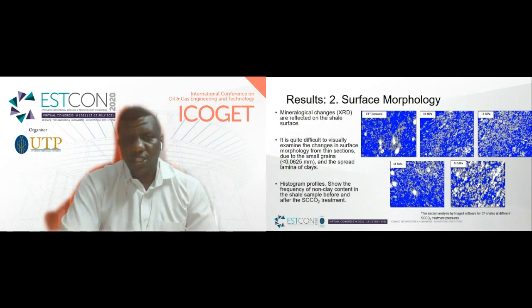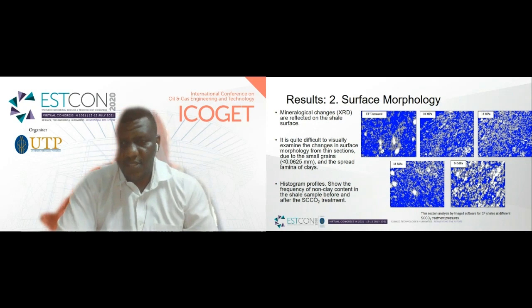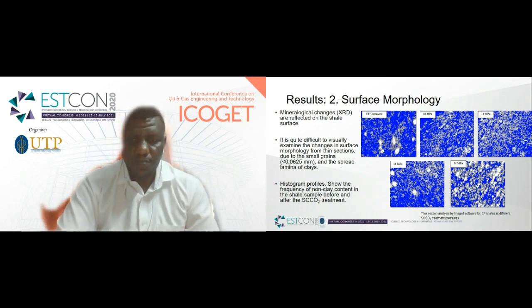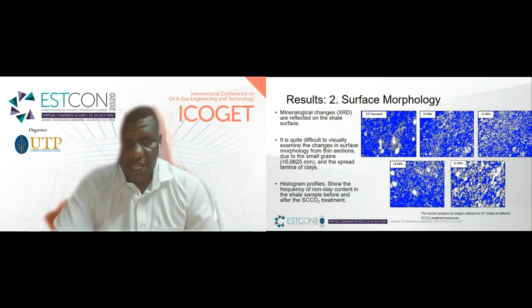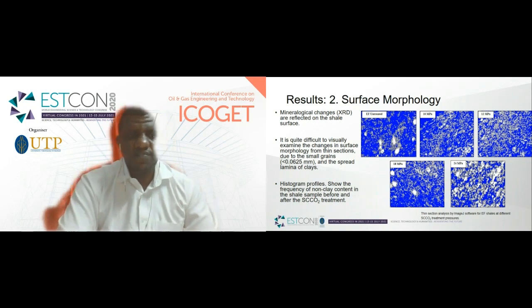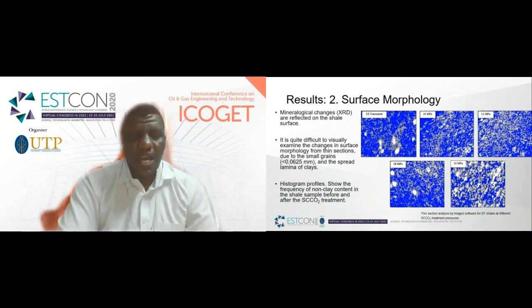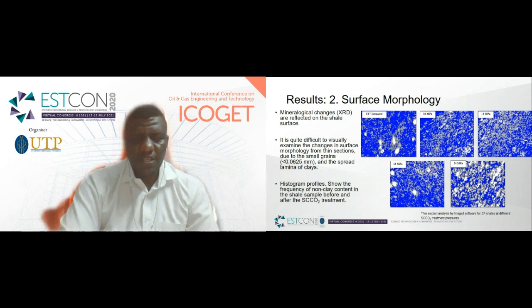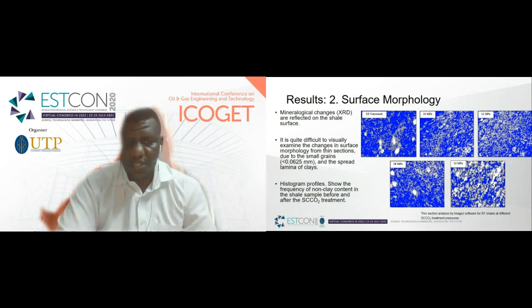The images on the right show the thin section analysis for different CO2 treatment pressures, and the mineralogical changes detected by XRD are reflected on the shell surface. However, it's quite difficult to visually examine the changes on the surface morphology from thin sections.